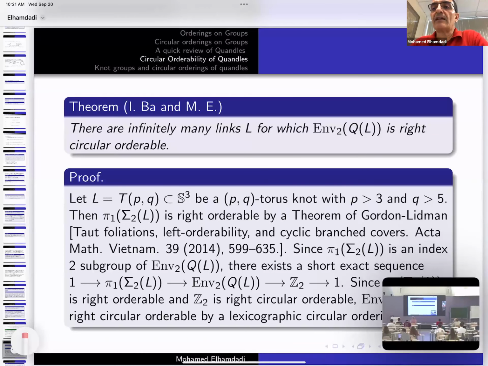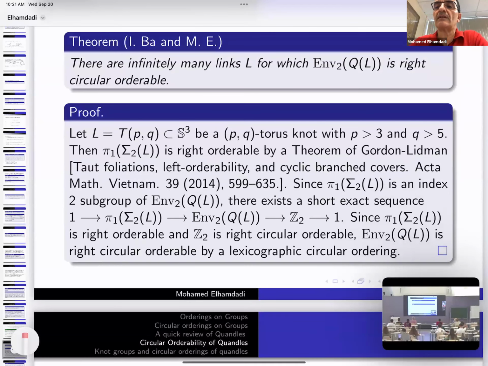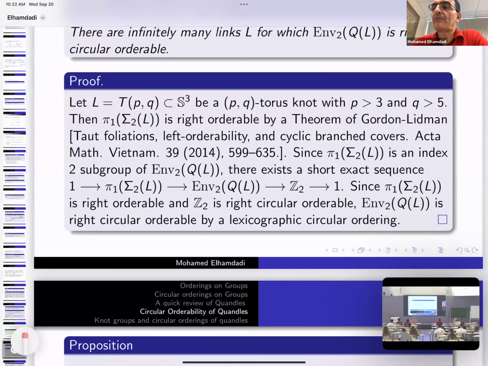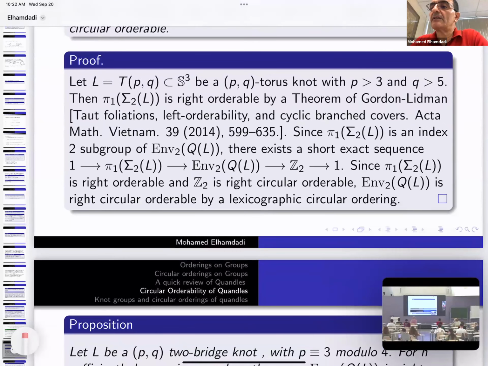With Bao, we proved that there are infinitely many links for which the involutory quandle of the knot quandle is right circular orderable. And to do that, we consider the (p,q) torus knot. We assume that p is bigger than 3 and q is bigger than 5. And we use some results of Gordon-Lidman, that the fundamental group of the double branched cover of L is orderable. And since the fundamental group of the double branched cover is an index 2 subgroup of the involutory quandle of the knot quandle, you have the following exact sequence.